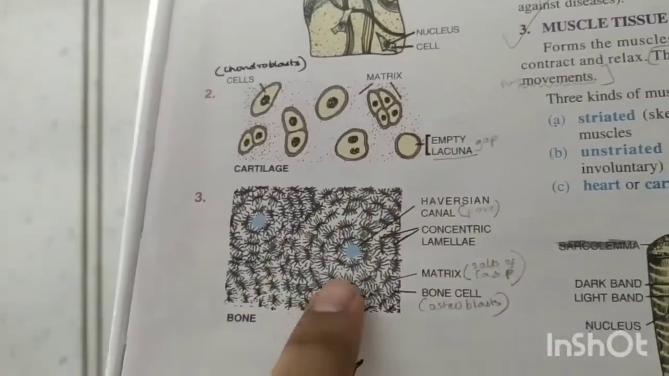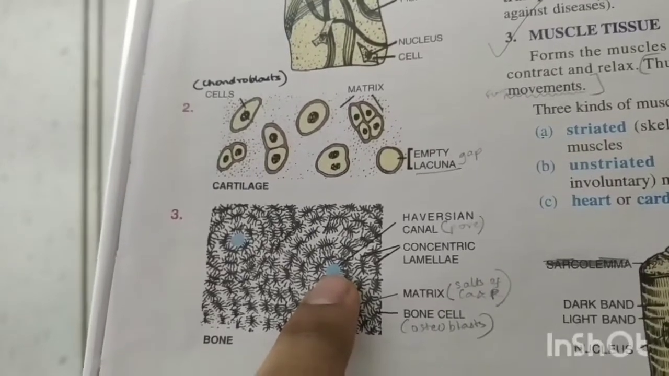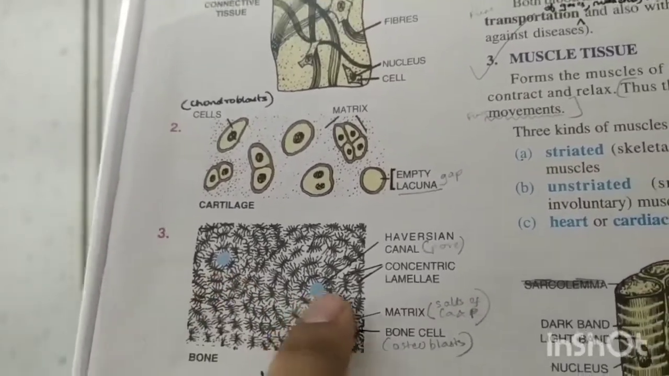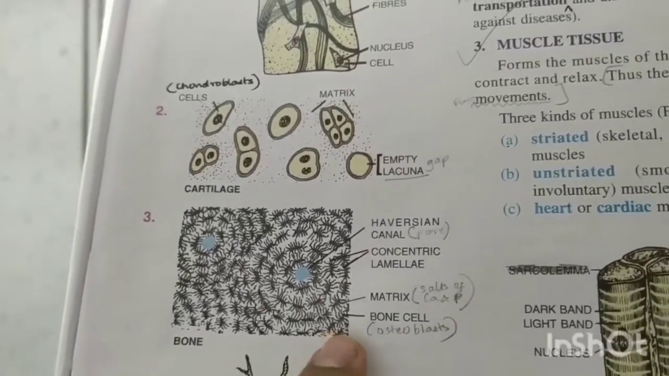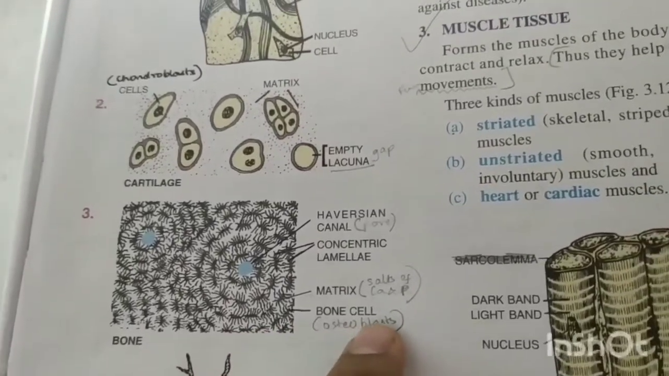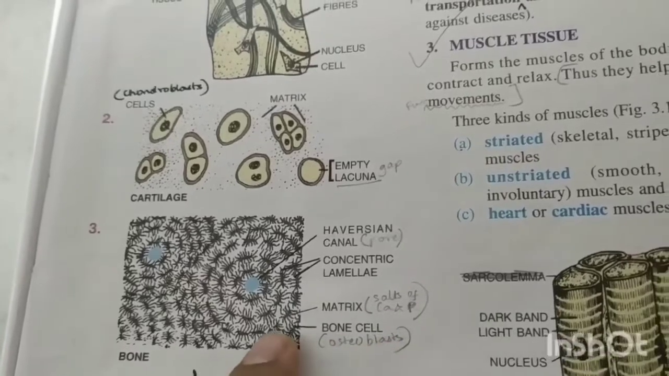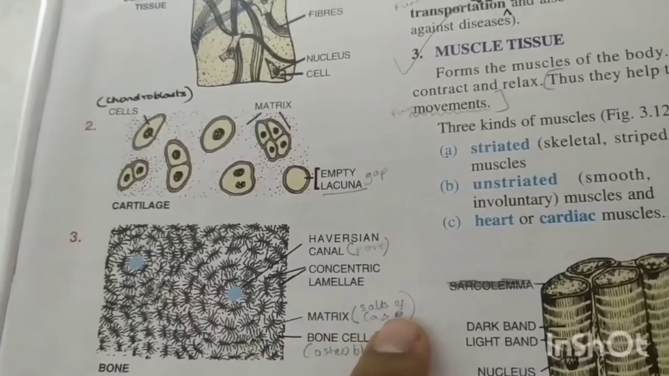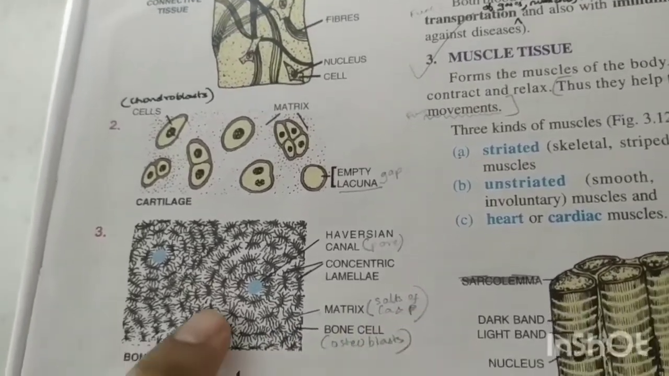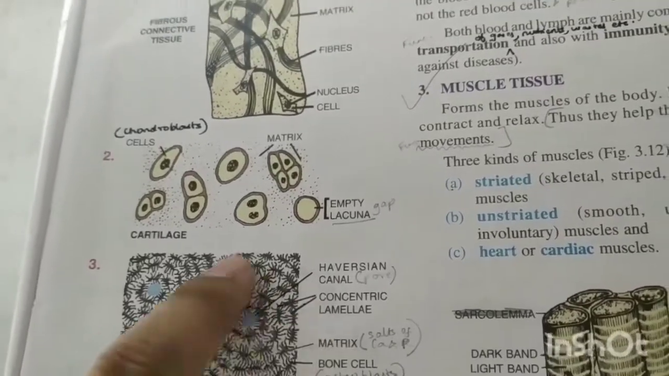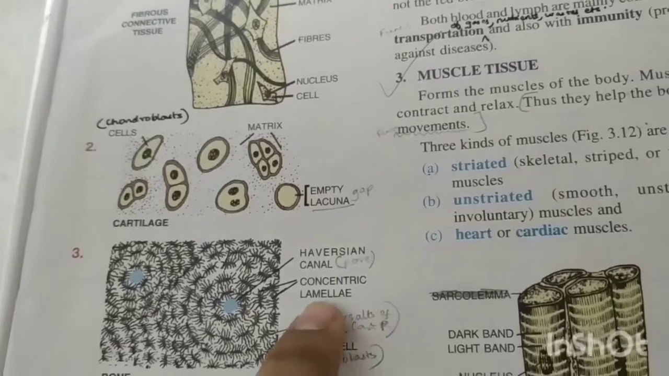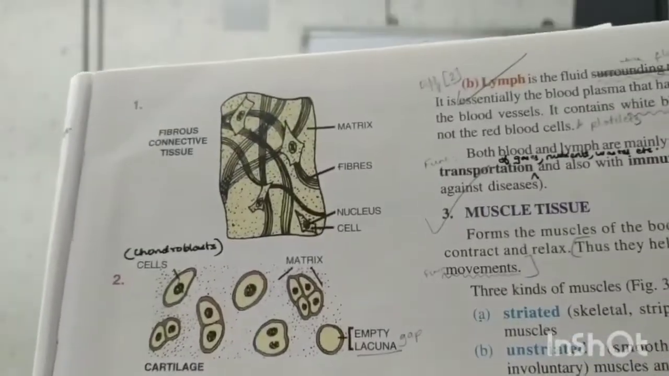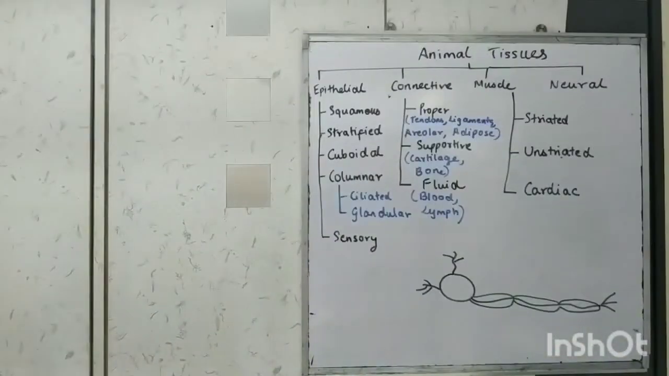In bones, we have many such pores. It's abundant, and these pores are called Haversian canals. And these black cells are individually called osteoblasts. The matrix here has salts of calcium and phosphorus. And these osteoblasts are arranged in concentric circles around the Haversian canal, and these concentric circles are called lamellae. So these diagrams are very important.